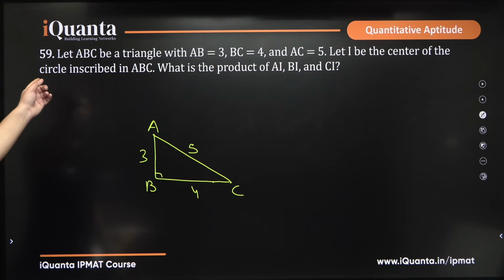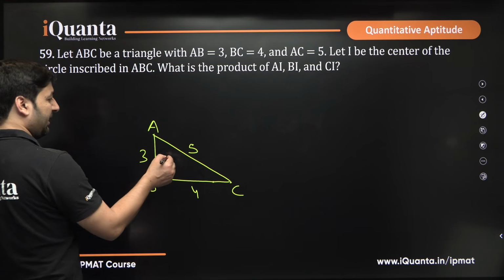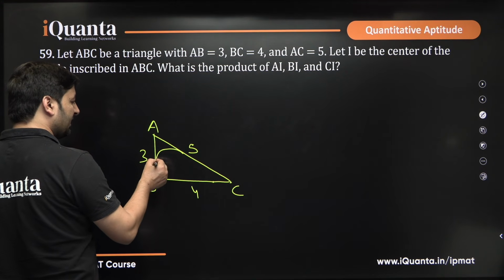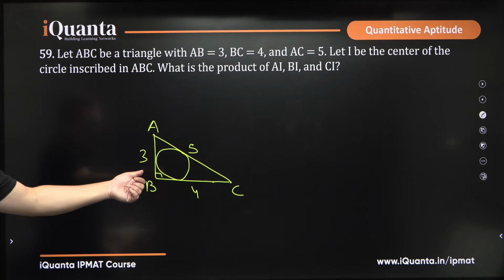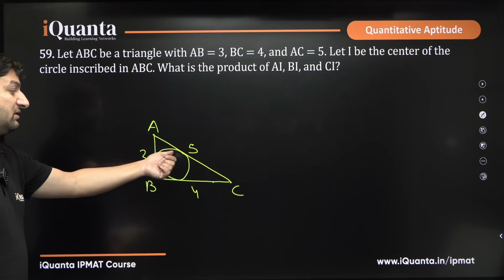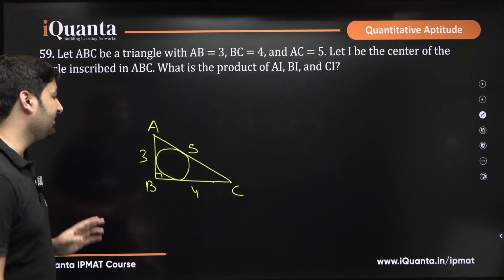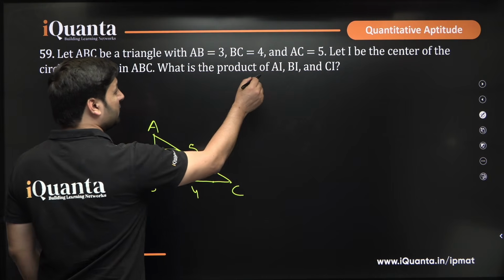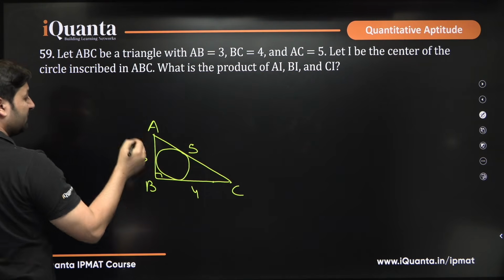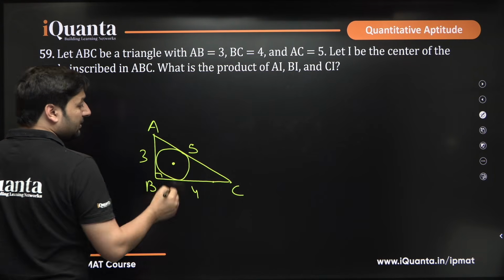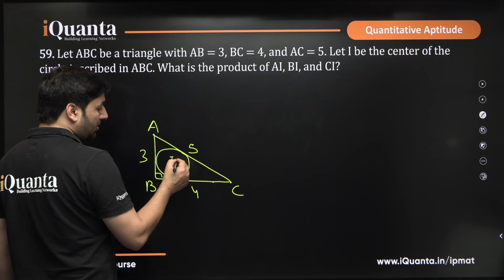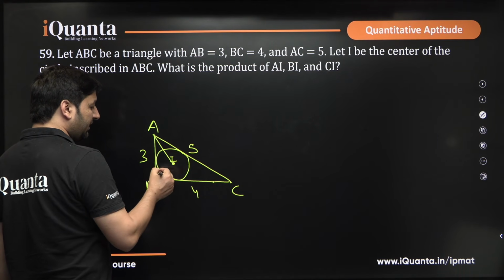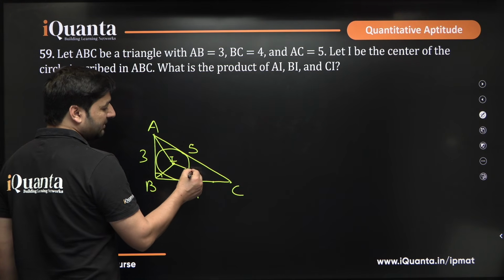Let I be the center of the circle inscribed in ABC. In ABC you have to inscribe a circle. Let this be the circle. That means this is the incircle, okay, because it is touching all the sides of the triangle internally. Okay, what is the product of AI, BI, CI? I is the center of this circle. So this is I, right? You need the product of AI, BI, and CI. Let's see how to do this.